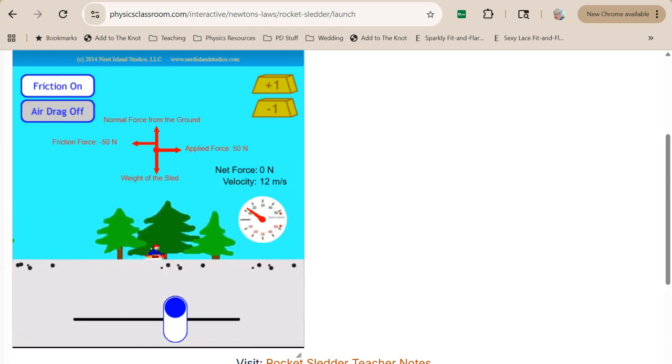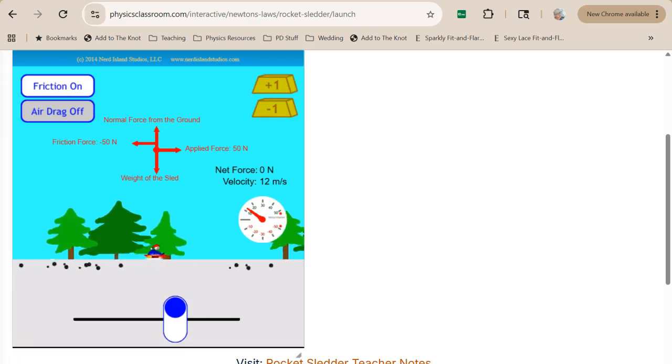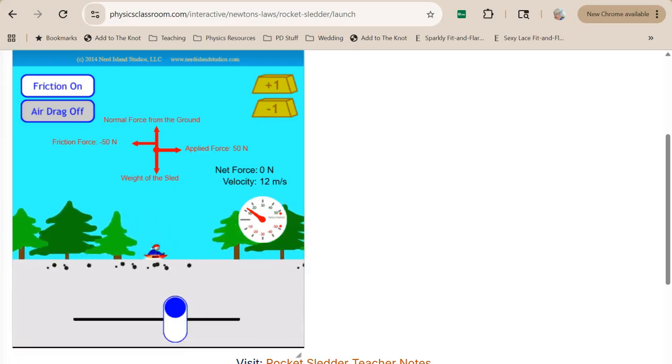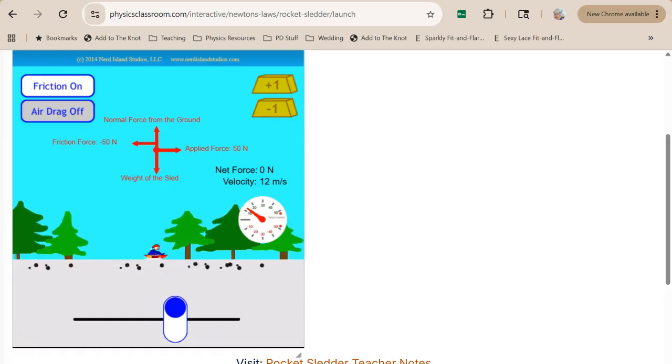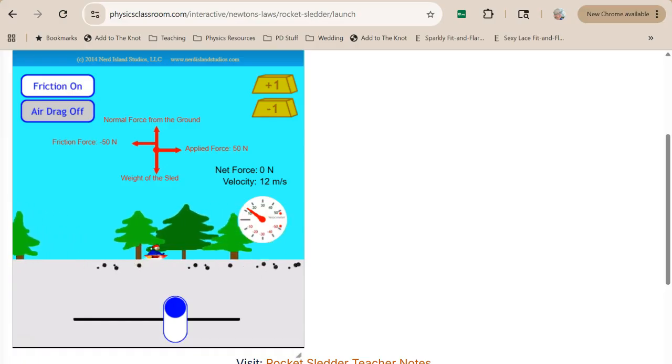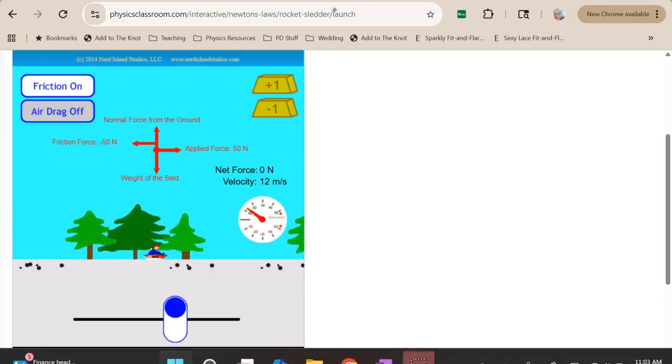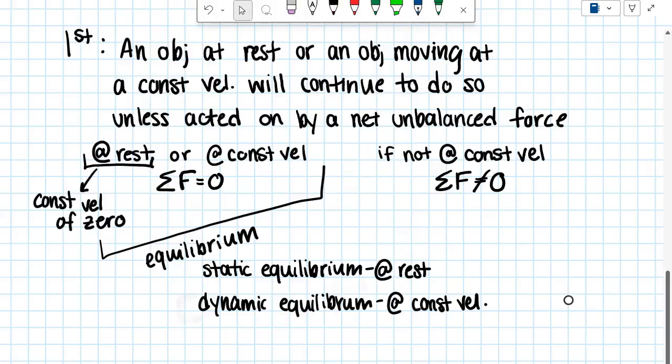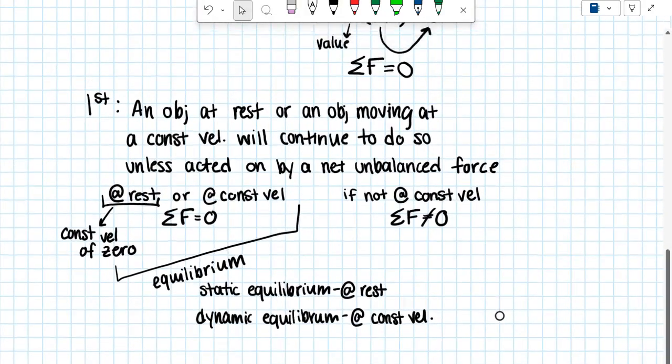But now we just have moving objects. Specifically, our objects are moving with a constant velocity. If I want to change that velocity, there has to be a net force. Okay. So that is Newton's first law.